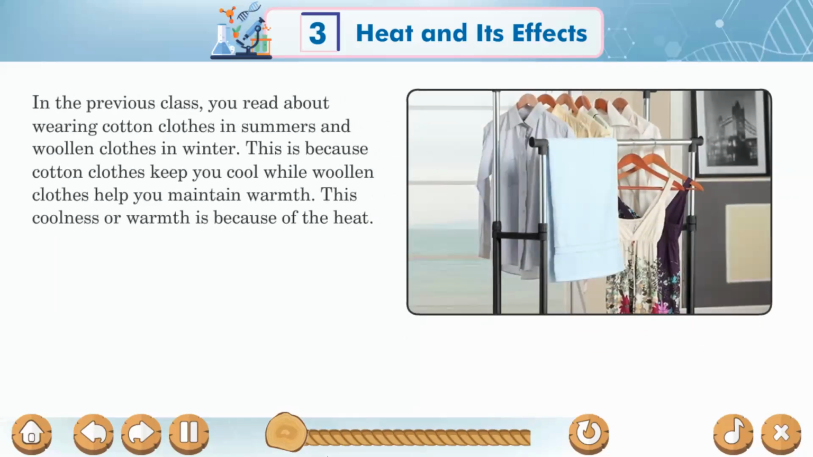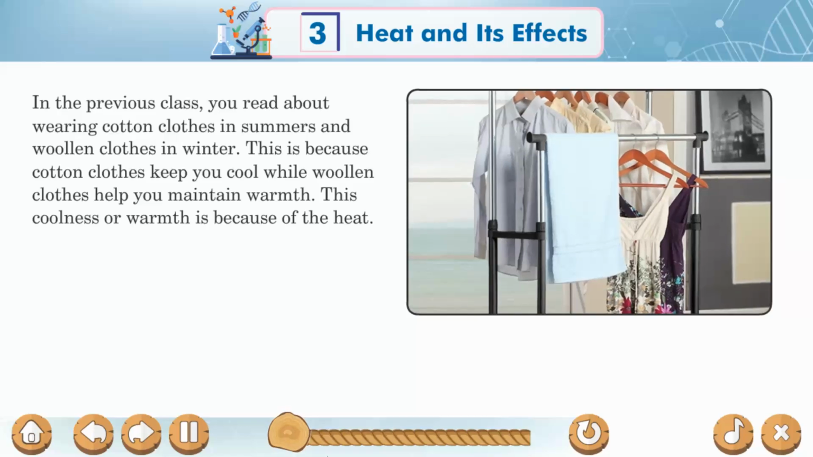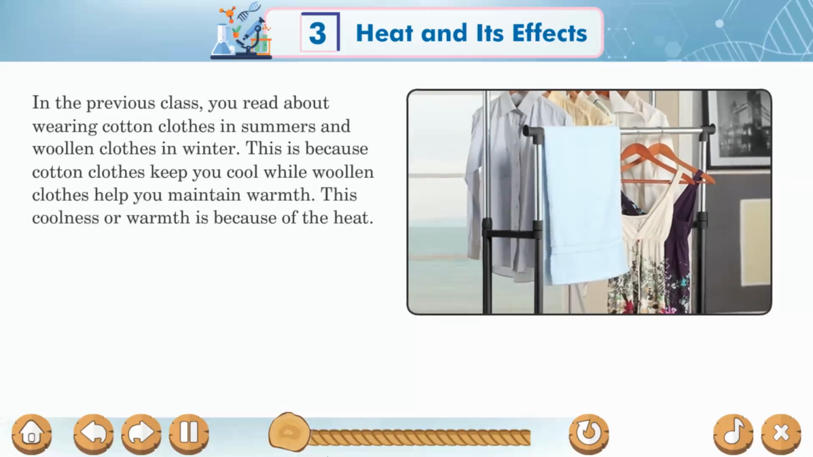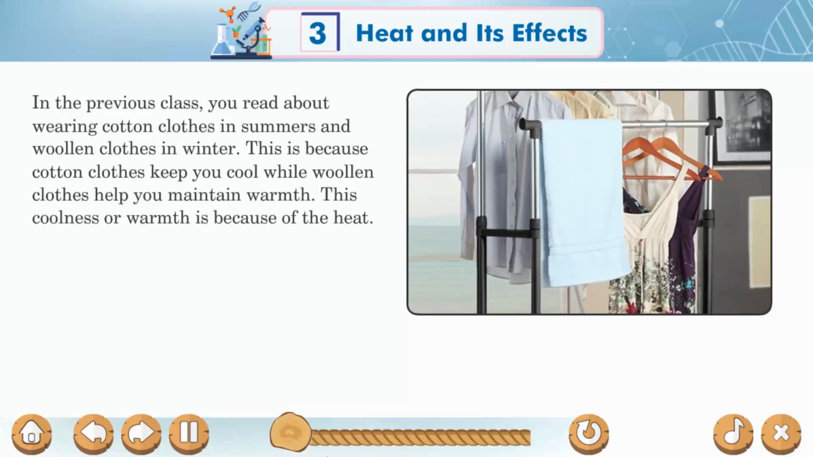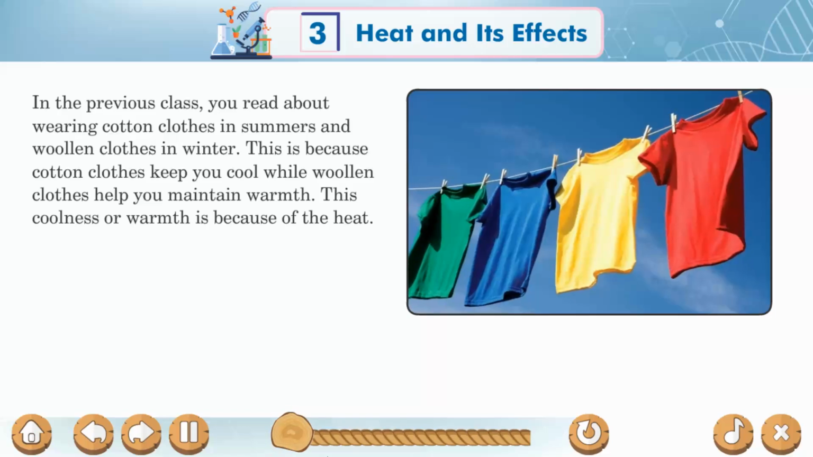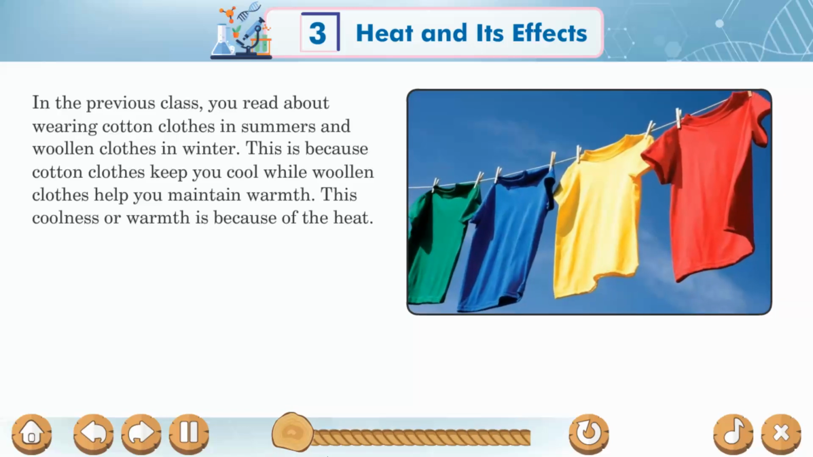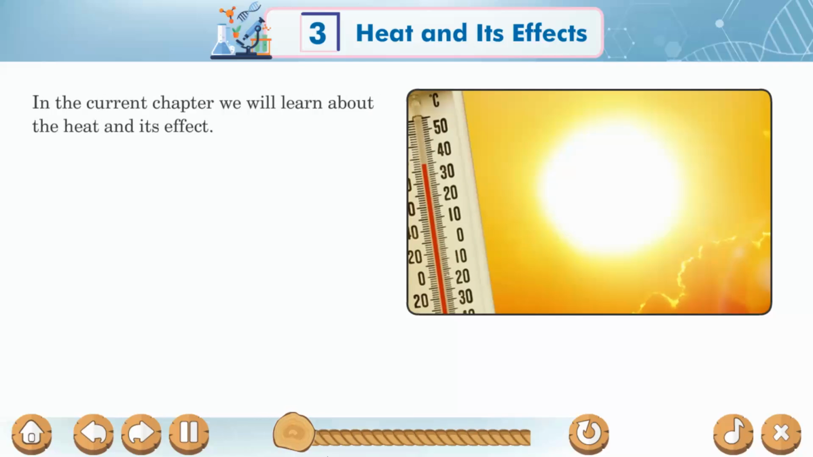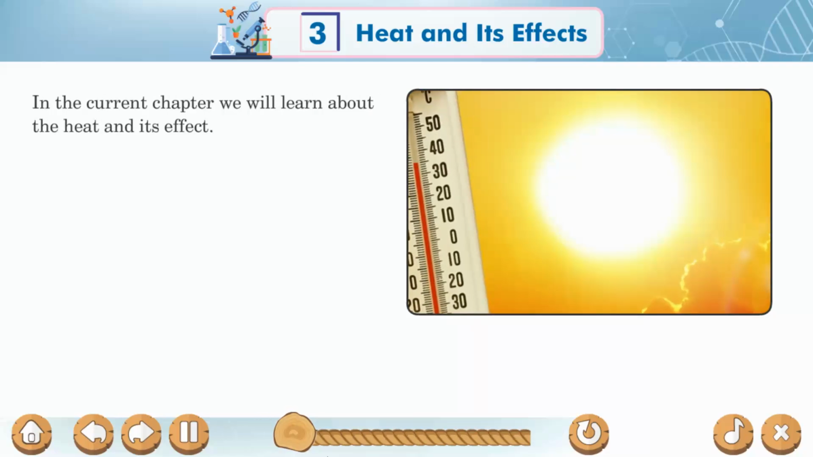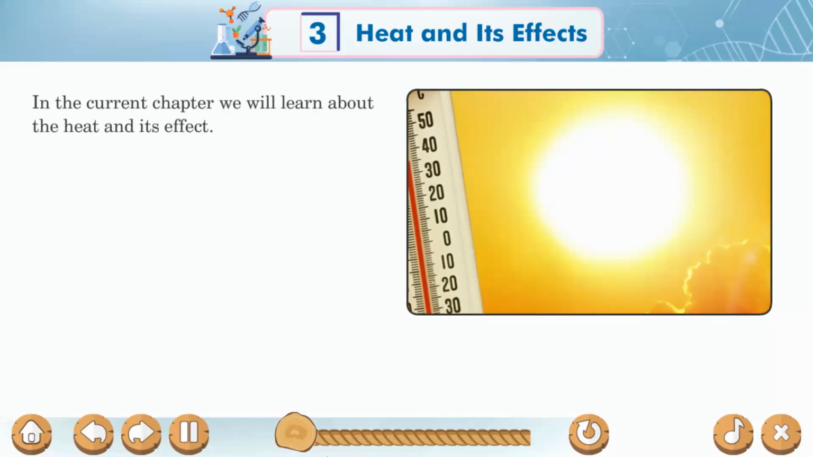In the previous class, you read about wearing cotton clothes in summers and woolen clothes in winter. This is because cotton clothes keep you cool, while woolen clothes help you maintain warmth. This coolness or warmth is because of the heat. In the current chapter, we will learn about the heat and its effect.